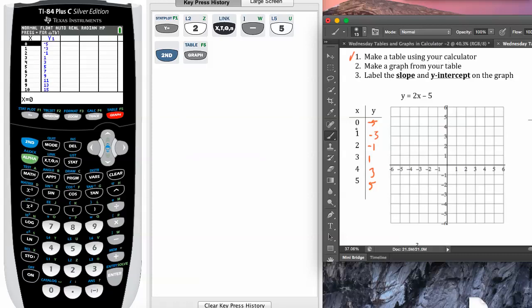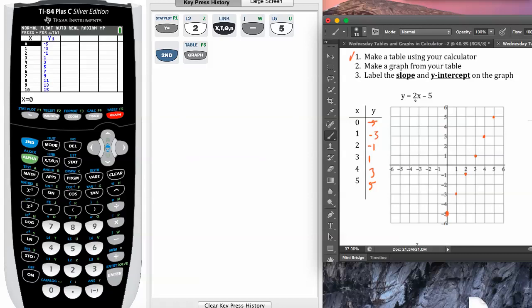So using these points, the point 0, negative 5, sorry, 0, negative 5. There's our y-intercept. Then 1, negative 3, when x is 1 and y is negative 3 at this point. 2, negative 1, 3, 1, 4, 3, and 5, 5.